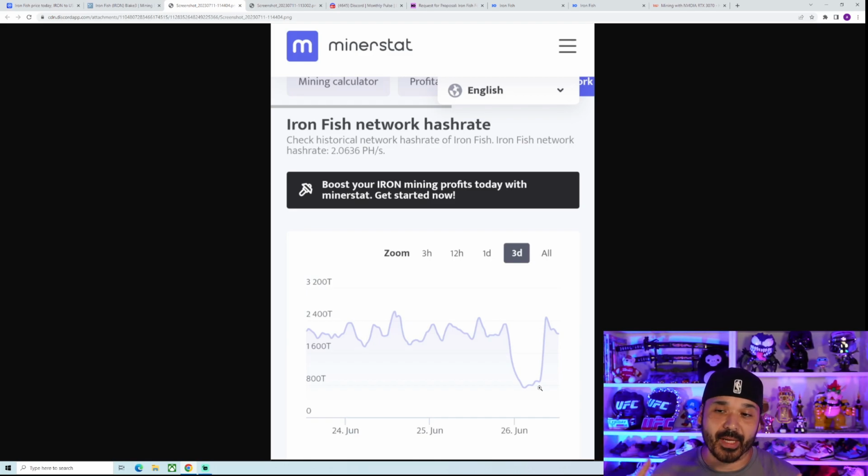Could it be something else? Sure, but looking at the evidence, that's what it points to me. This one, though, was a much bigger deal with Ironfish because it was such a big chunk of the overall hash rate, right? So you can see here, it was around the 2 petahash range. It dropped down to about 800 terahash, right? So almost 2/3 of the hash rate went down all at once, okay?